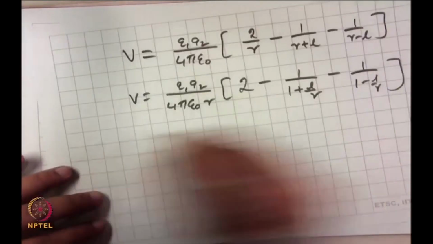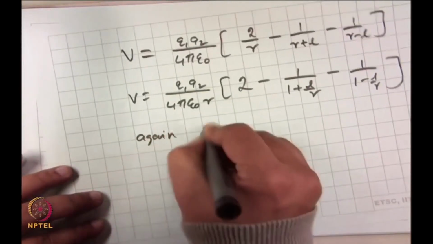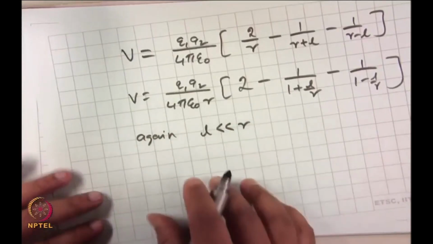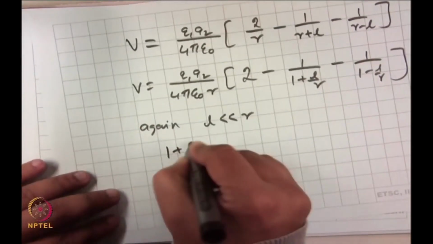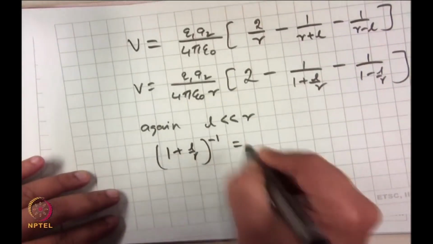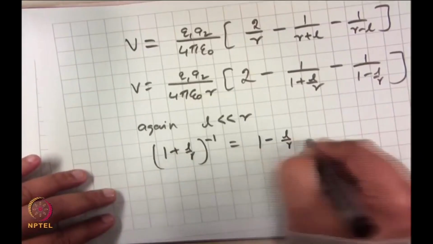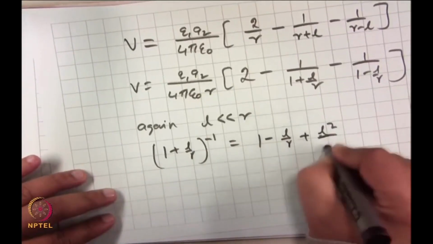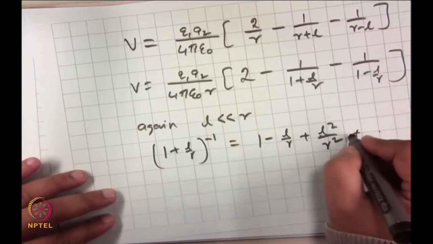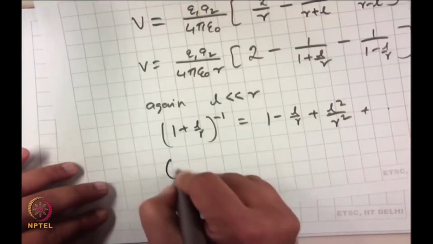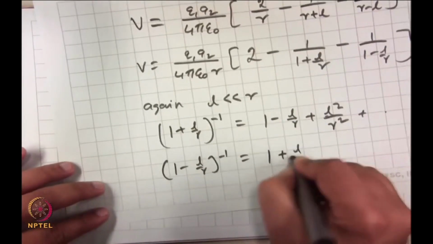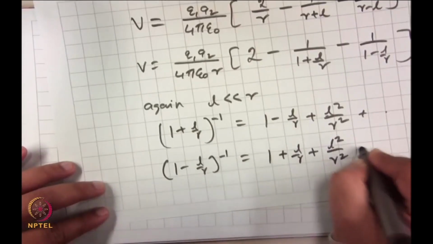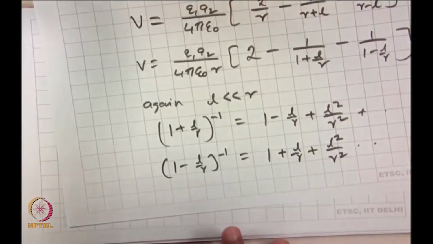Right. Now, again we take the assumption L is much less than r, but guys, here is this one small problem. The problem is, if I am going to do 1 plus L by r to the minus 1, what am I going to get? I am going to get 1 minus L by r plus L square by r square and so on, right, negative positive alternating. If I do 1 minus L by r to the minus 1, what am I going to get? I am going to get 1 plus L by r plus L square by r square dot dot dot. Tell me, why am I keeping the third term too?